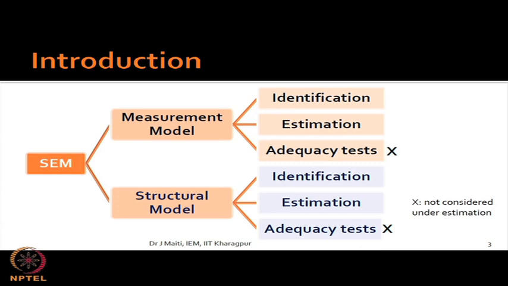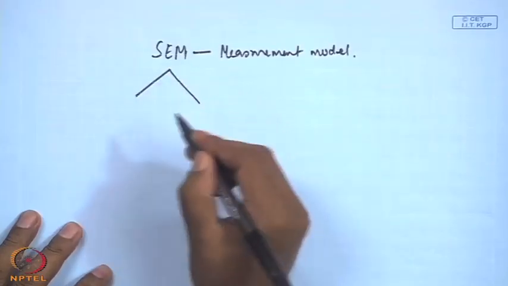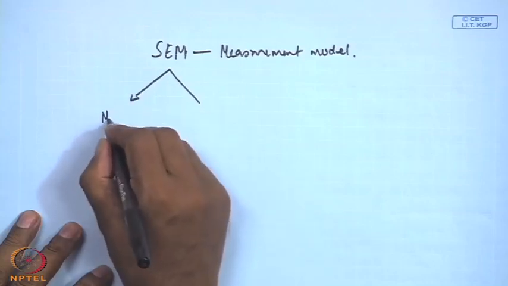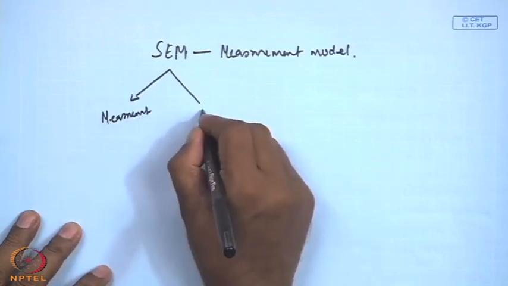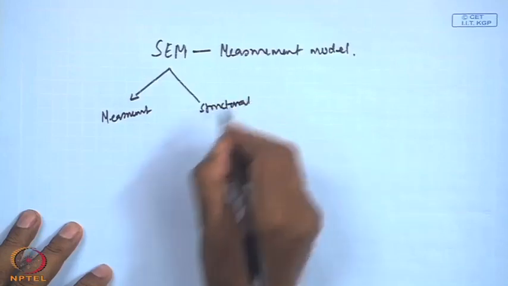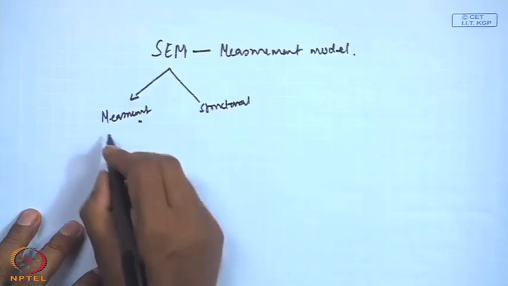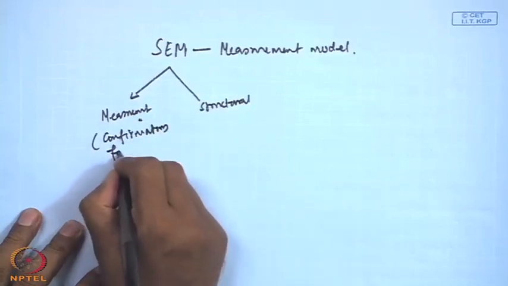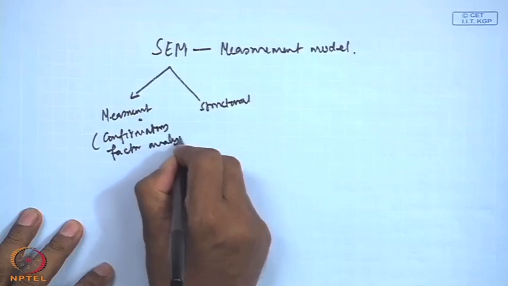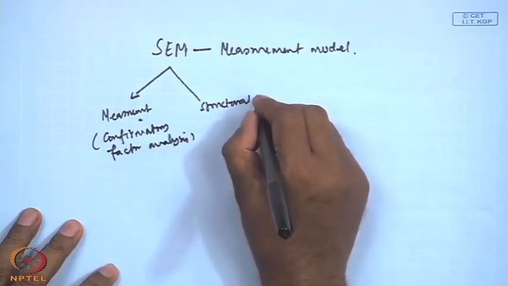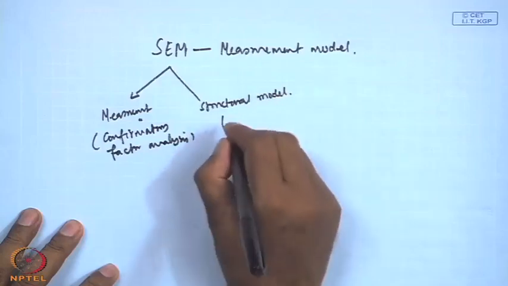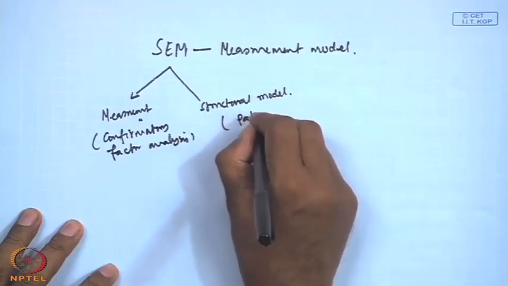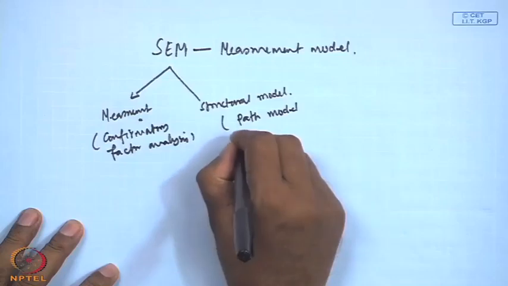You see, in last class I have explained that structural equation modeling has two components. One is measurement, another one is structural component. The measurement component is essentially a confirmatory factor analysis. And the structural part, or we can say the structural model, is equivalent to your path model or path analysis.